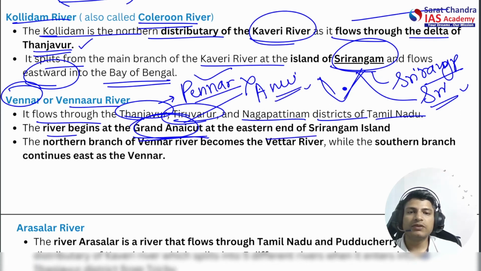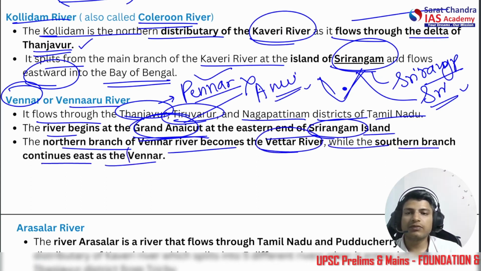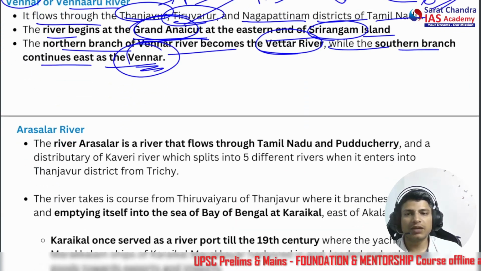Okay, at the eastern end of the Srirangam island, the northern branch of the Vennar river becomes the Vettar river, while the southern branch continues east as Vennar. Alright, so two very important rivers. Grand Anicut is the main importance here.